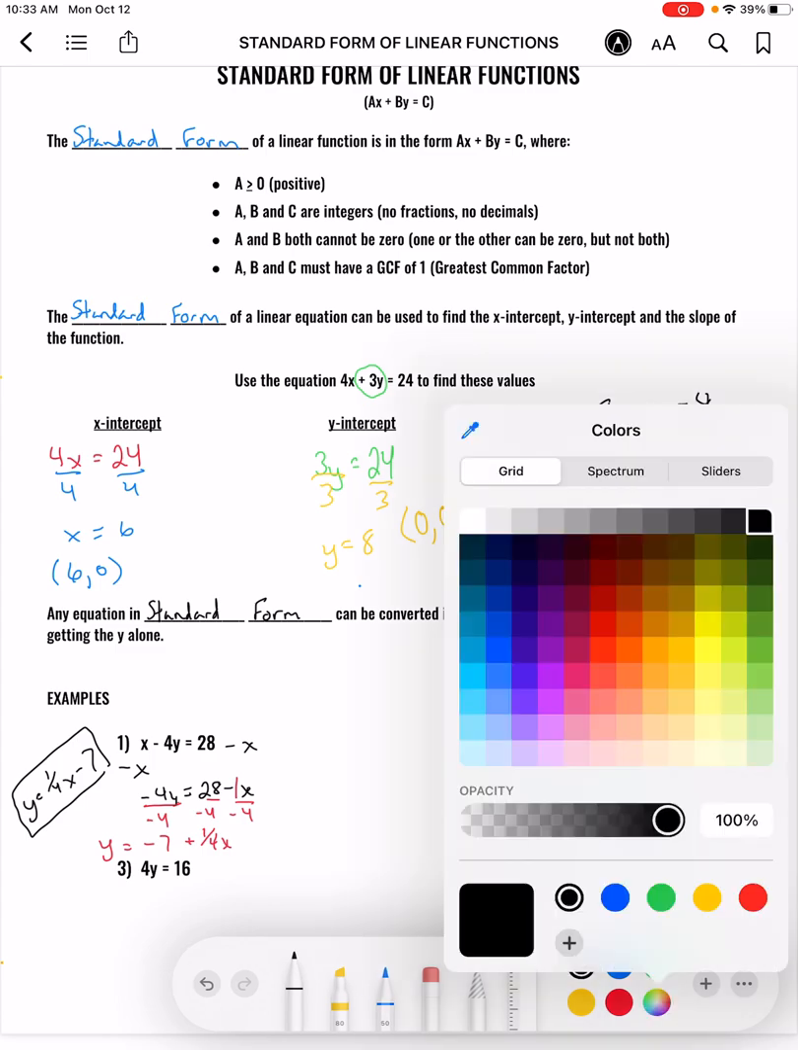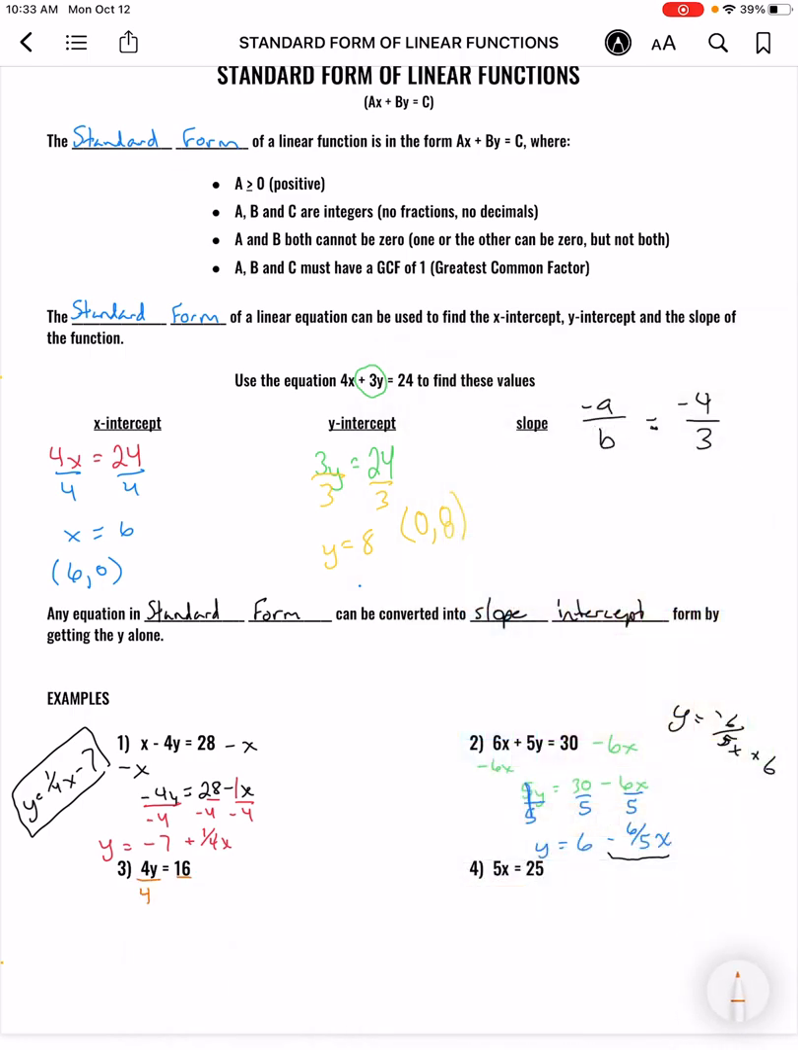All right, let's look at an example that's a little bit different here. We've got a situation where all we have is 4y equals 16. Again, this is standard form because what we have is our whole numbers, and in this case, our x is a 0. So if we see a situation like this, all we're trying to do is get the variable that we have alone. So 4y divided by 4, that cancels out to y, and then 16 divided by 4 is 4. And so this equation is y equals 4. And again, that would be a horizontal line, 0 slope, and then y equals 4.